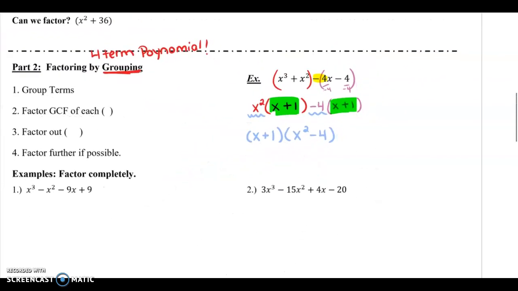All right, so you group the terms, you factor out a GCF, you factor out the parentheses, x plus 1, and your parentheses should match. If they don't match, you did something wrong, like maybe a negative, so go back and check. Factor further if possible. That means you're looking for the difference of two squares, the dots.